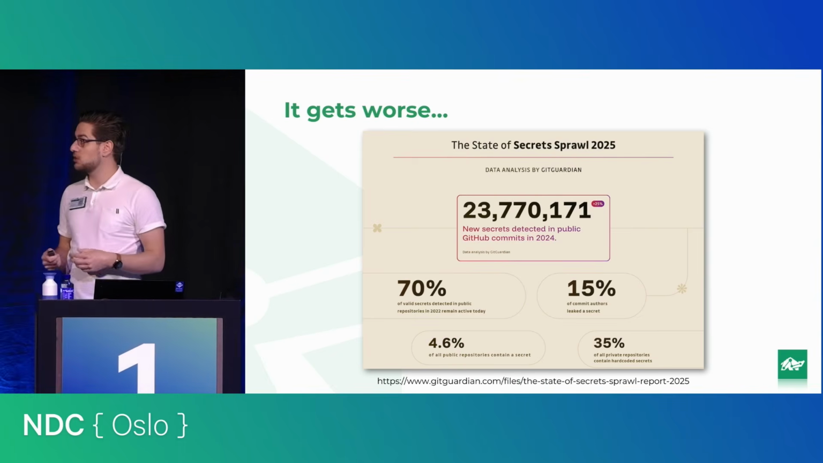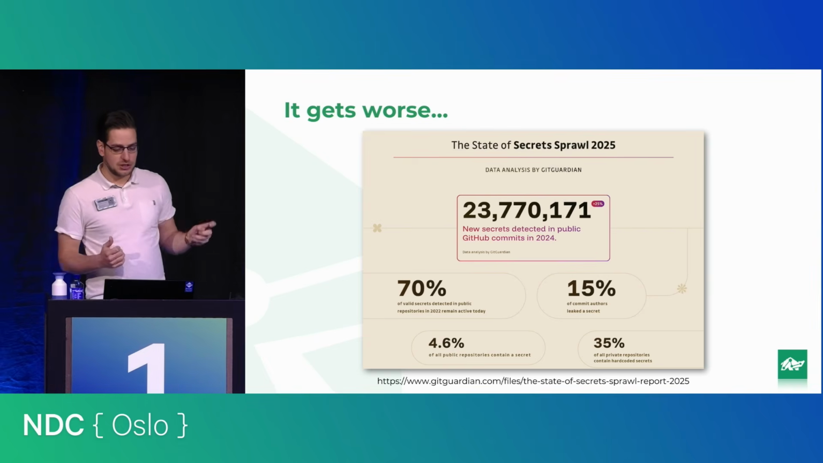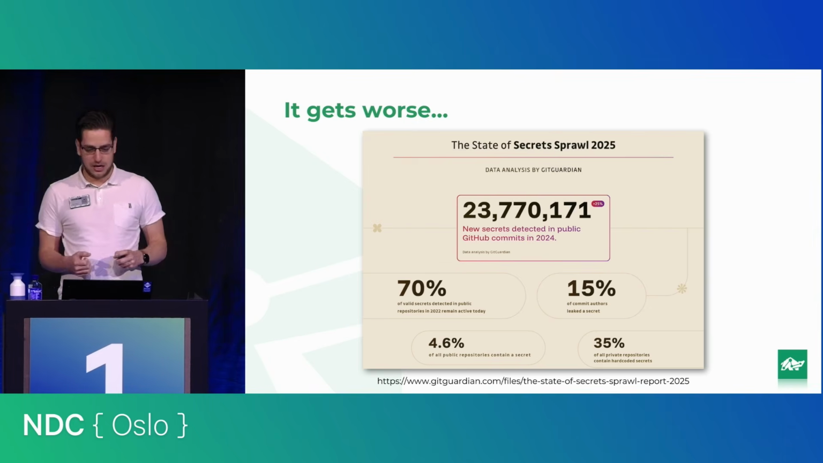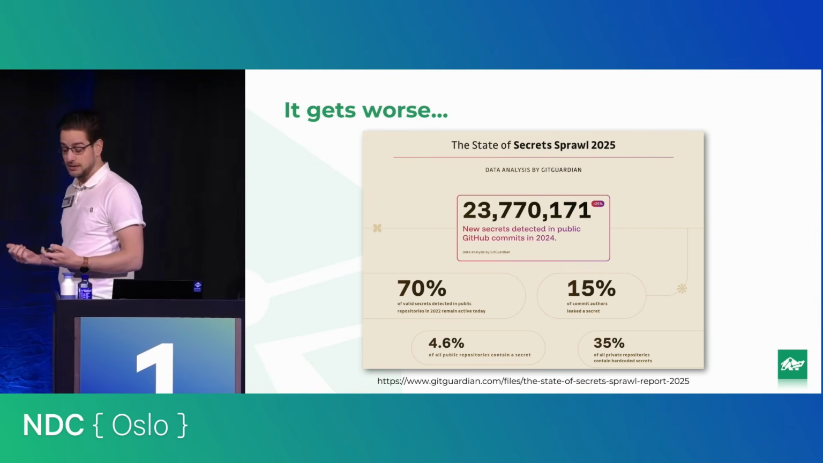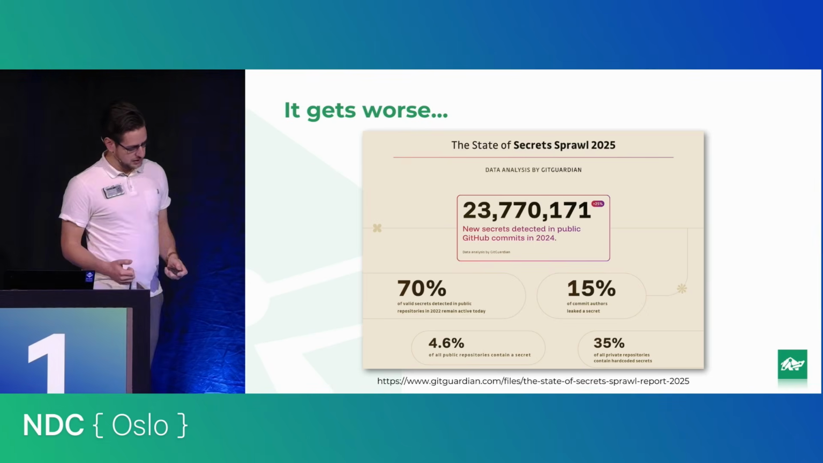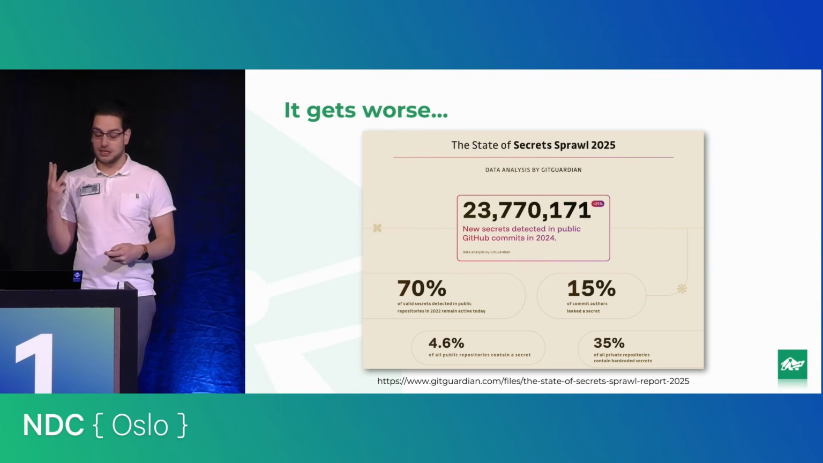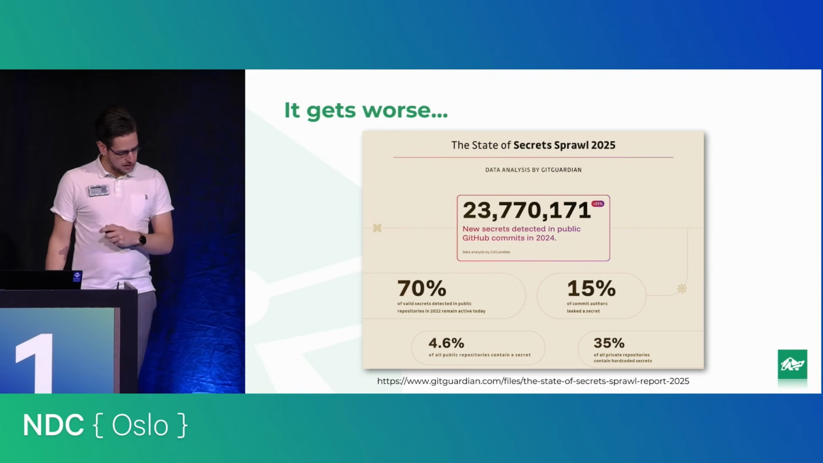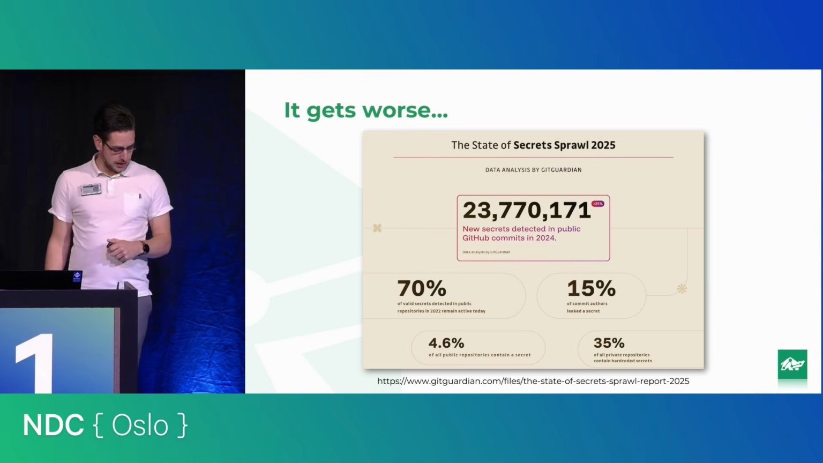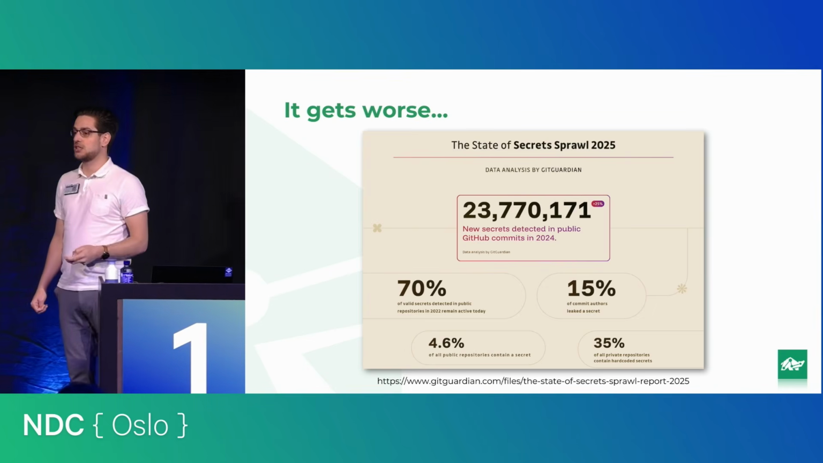GitGuardian is a company around Git security and stuff like that, and they produce a report every year around the state of secrets. So in the last year, 24 million secrets got committed into GitHub publicly, right? 70%, let's see what this says. 70% of valid secrets detected in public repositories in 2022 remain active today, so 3 years. 4.6% of all public repos contain a secret, 35% of all private repos contain a secret, and 15% of all commit authors have committed a secret before.